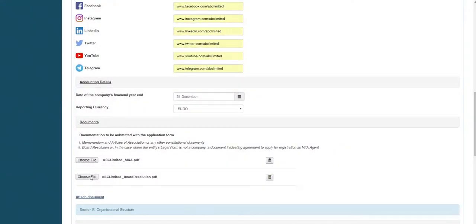Entities that are pending formation are to upload a draft memorandum and articles of association or any other draft constitutional documents, and a draft board resolution or a draft administrator's agreement to be signed and dated upon incorporation or registration.